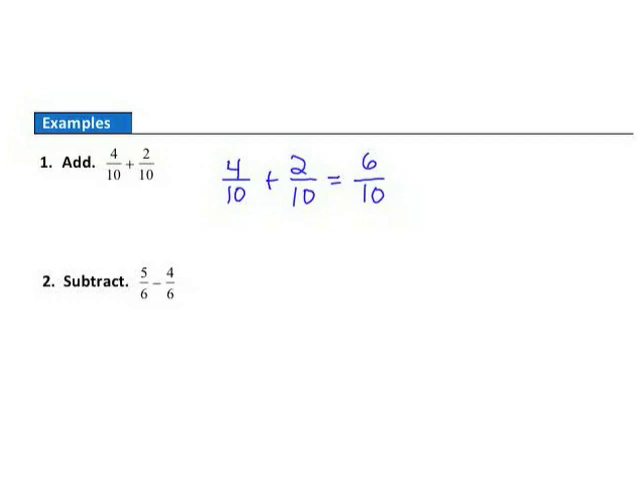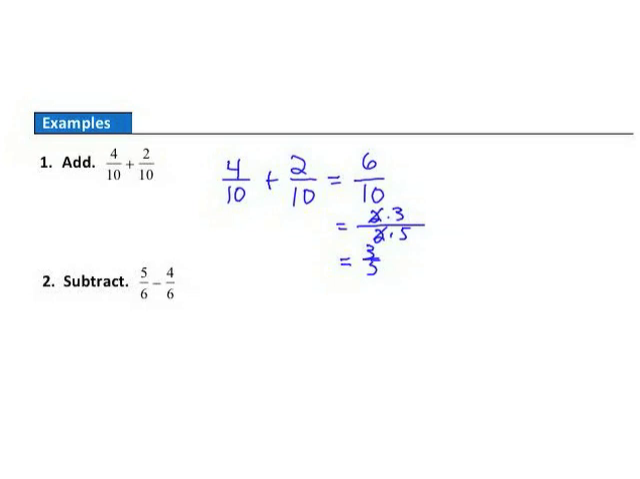Now we're not done yet because the fraction 6/10 can be simplified. And to simplify that, we factor both the numerator and denominator. When I factor 6, I get 2 times 3. When I factor 10, I get 2 times 5. We'll divide out the common factor of 2, giving us a final simplified answer of 3/5.